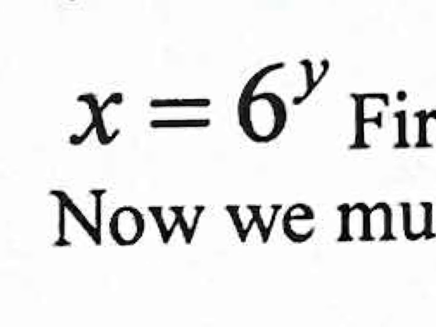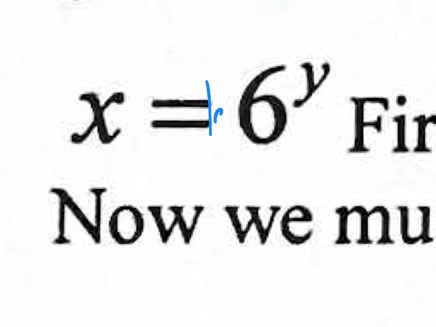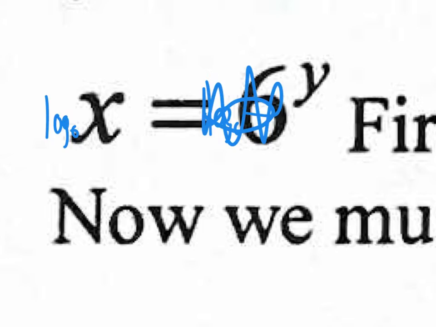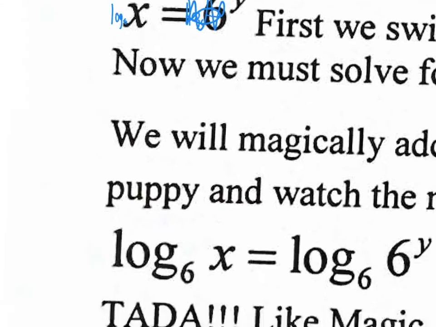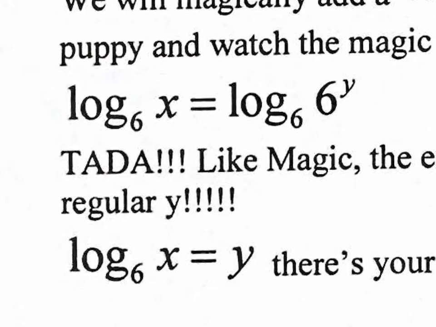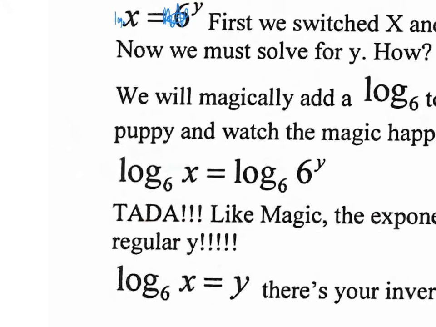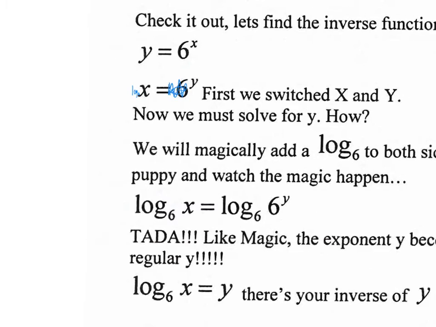So if you put log base 6 right there and log base 6 over here, the log base 6 of 6 cancels out. The y comes down. You don't have to do that because I actually do it for you right here. Check it out. It says log base 6 of x, log base 6 of 6. We know that that cancels out. The y comes down. There's your y. And here's your log base 6 of x right there. So as you could see, the inverse of an exponential growth function is a logarithmic function.